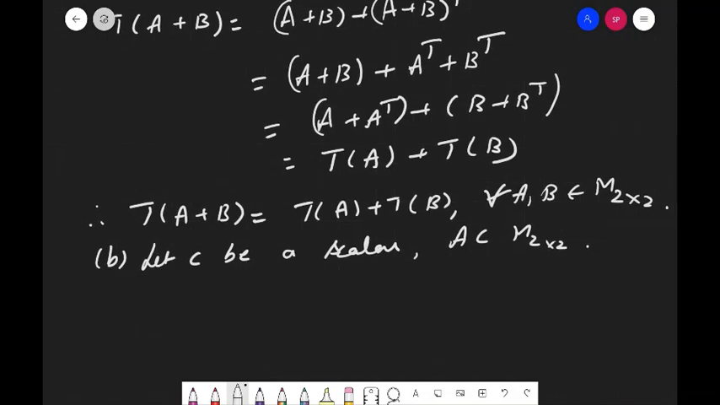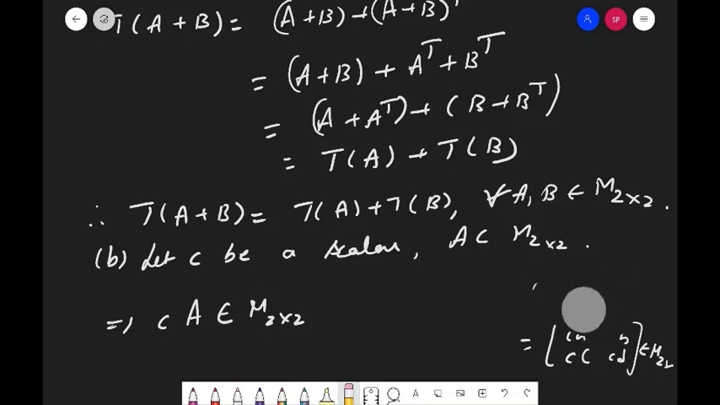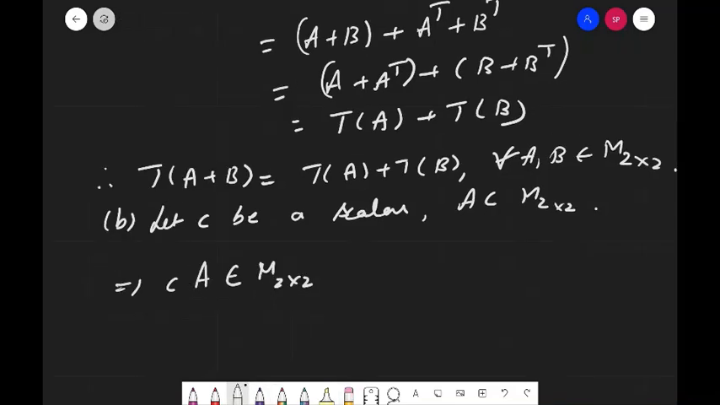Then CA will also be in M2 by 2. Why? Because if I take a matrix A, B, C, D and multiply it with a scalar, I will get CA, CB, CC, CD, which is also in M2 by 2. Multiplying by a scalar does not change the order. It will give the same matrix. So if I take a scalar C and multiply it with the matrix A, it also belongs to M2 by 2.